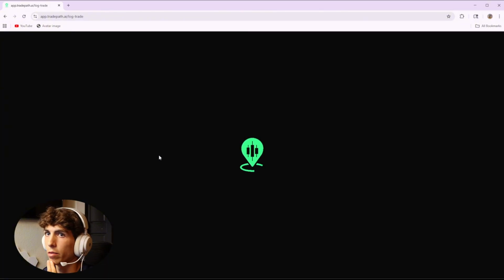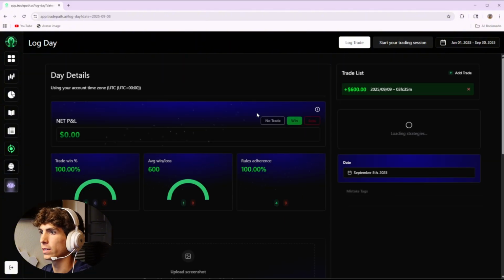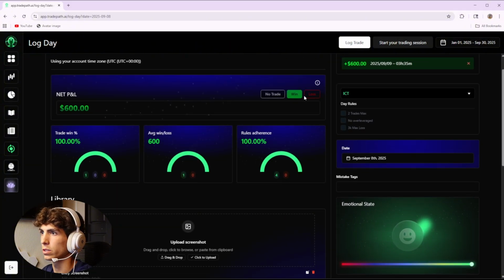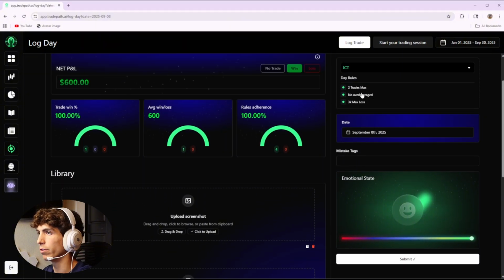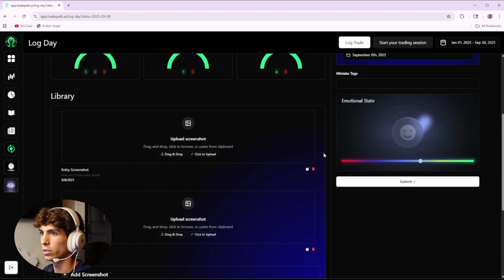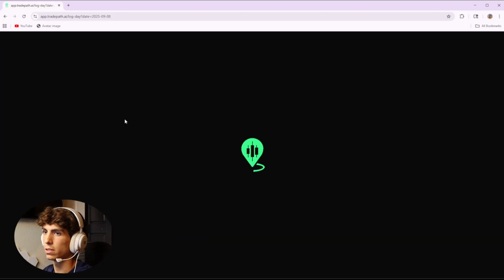I would then go on this trading software. Let it load. With this trading software, I can log day, and so it was a win. My daily rules, which this is huge: I took 2 trades max, no over leverage, 3K max loss, 4 evals and funded accounts. I'm pretty chill. I don't usually write anything down, and I submit.